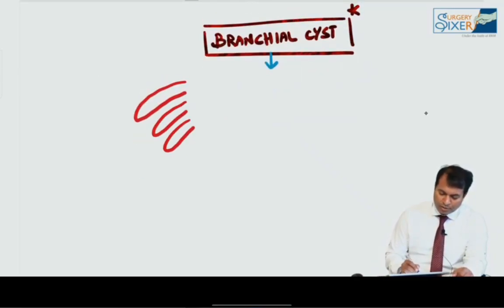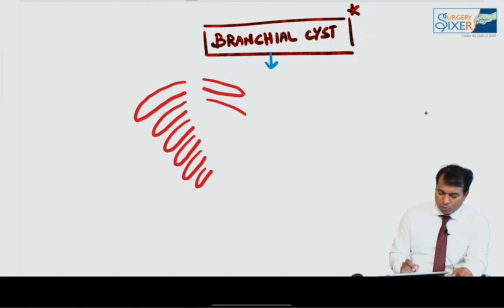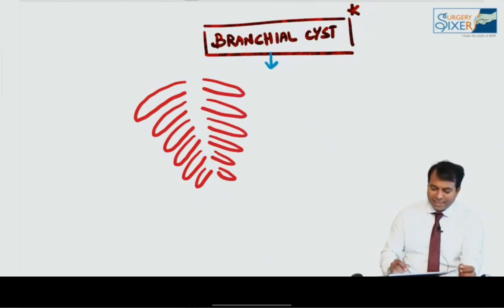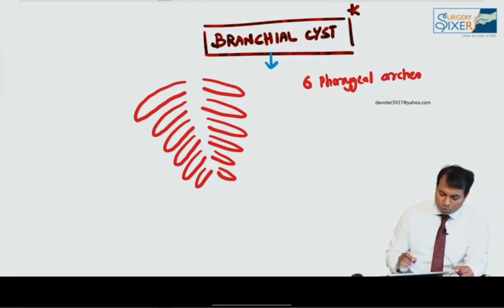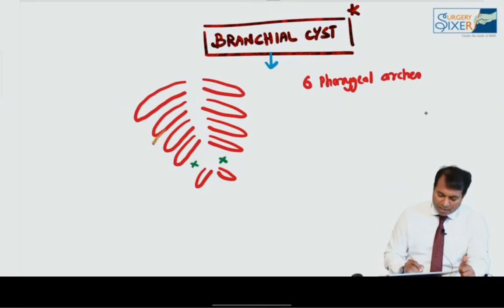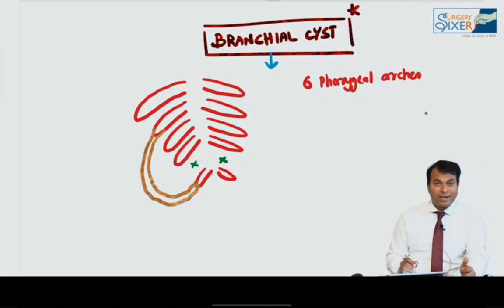So 1, 2, 3, 4, 5, 6. There are totally 6 pharyngeal arches we have. Embryologically, in the fetal life, we have totally 6 pharyngeal arches. Which one disappears? Can you tell me which one will disappear? The 5th one disappears on both sides. And you all very well know the 2nd arch will come down and fuse with the 6th arch like this.